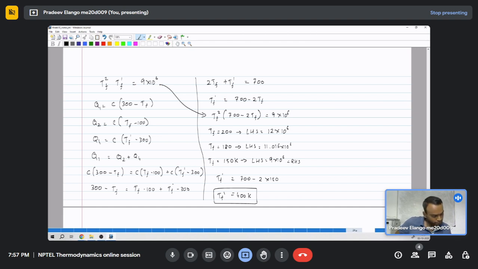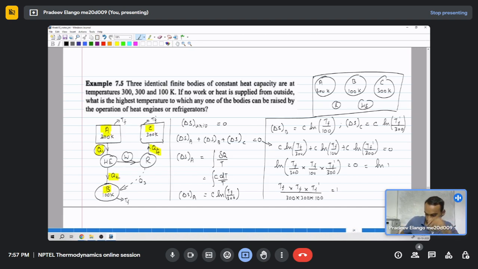So when we had these three bodies, we used the 300 Kelvin body and 100 Kelvin body to run a heat engine, and that generated the work output W, and that was used in a refrigeration cycle to heat up body C. Now the final temperature of body A and B will become 150 Kelvin, while the temperature of body C will become 400 Kelvin. Do you have any questions?